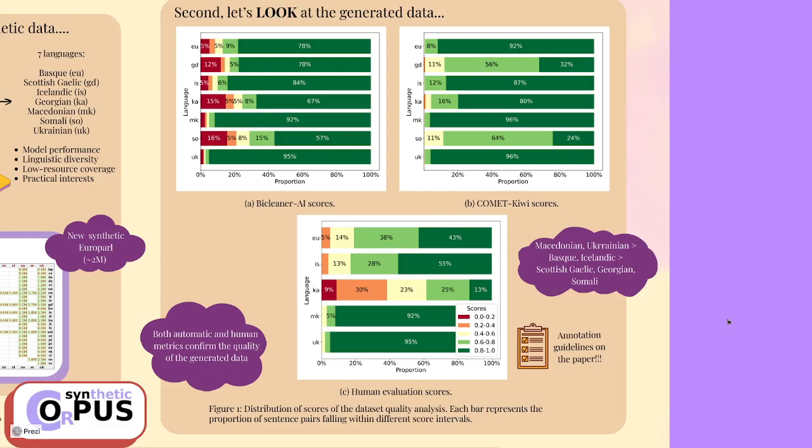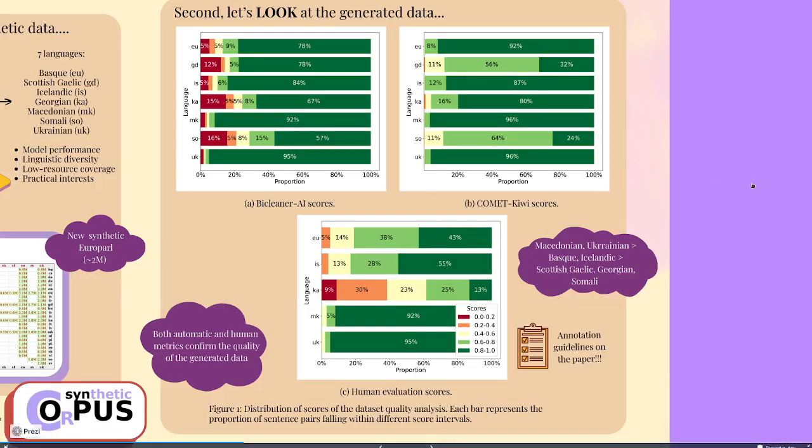So in general, we can conclude that our data is the best for Macedonian and Ukrainian, followed by Basque and Icelandic, and finally Scottish Gaelic, Georgian, and Somali. And then we have a clear idea that both automatic and human metrics confirm the quality of the generated data.